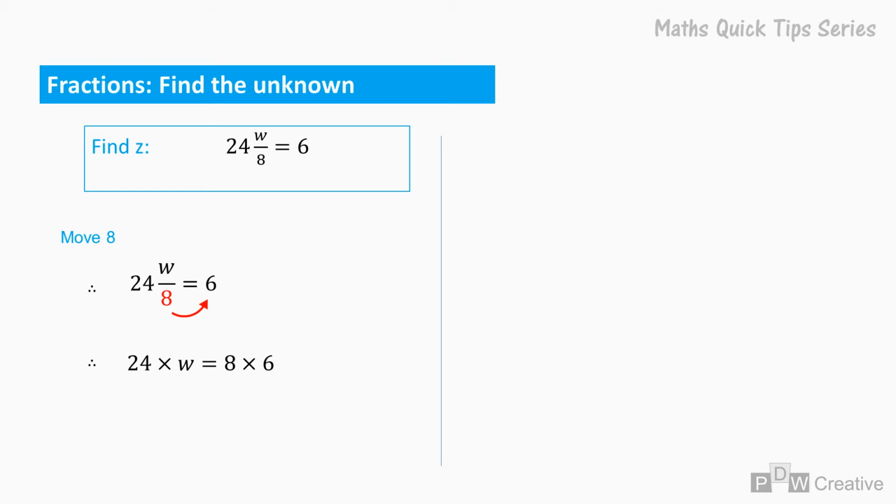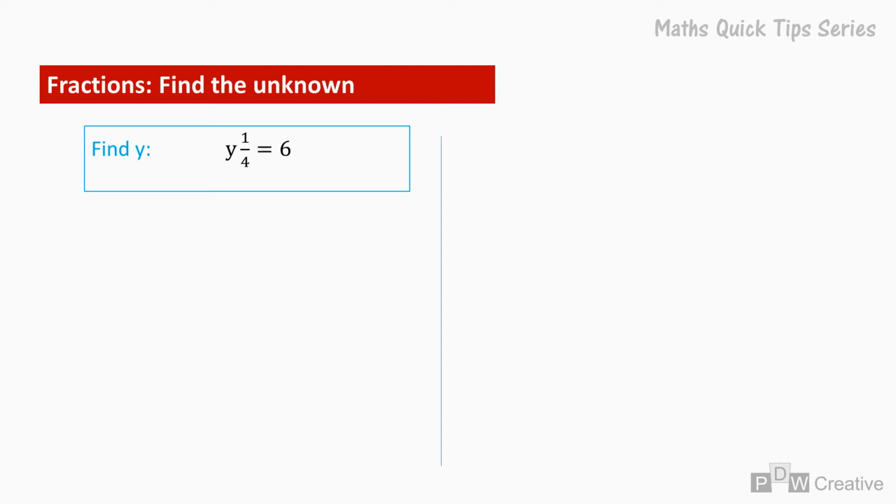Next we can simplify and move 24 across. So 24 moves below 48 and forms a fraction. We can now find w, so 48 over 24 gives w as 2.